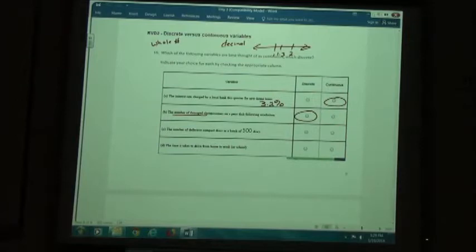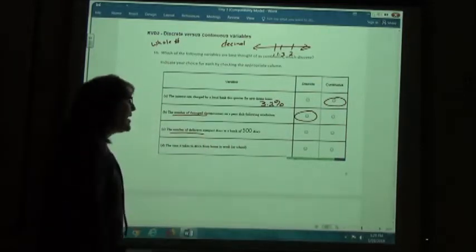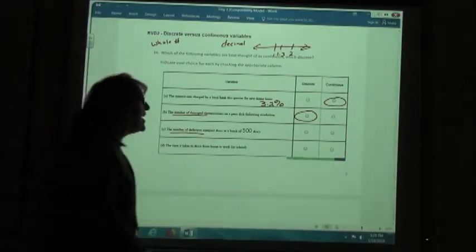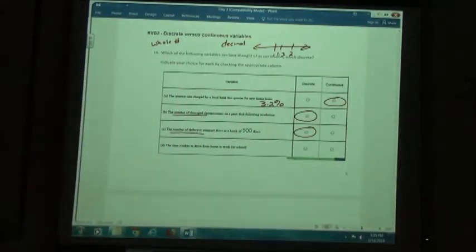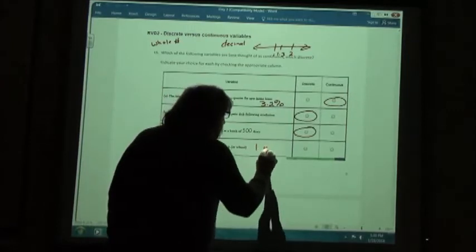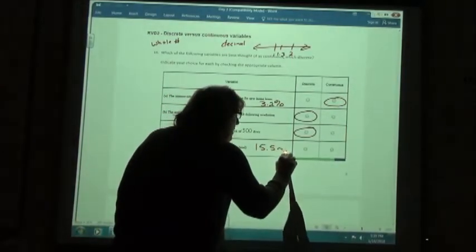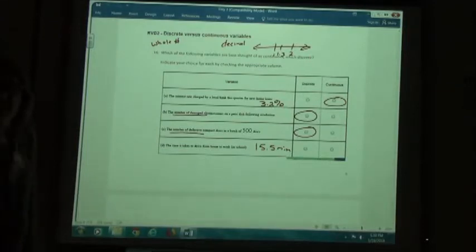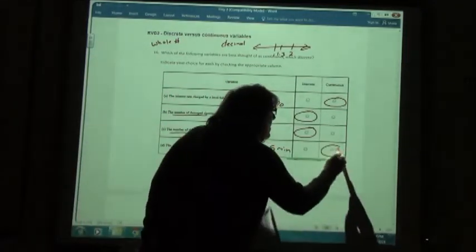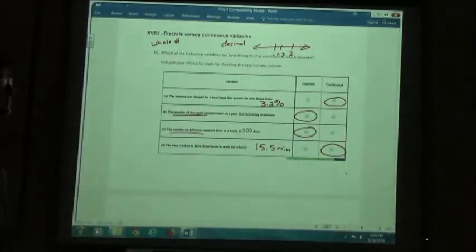The number of defective compact discs. Again, I'm counting the number of discs out of 500 that are damaged. It's going to be discrete. The time it takes to drive home from work. So if I'm driving home from work, could I drive for 15.5 minutes? Sure, I could. Might take me between 15 and 16 minutes. It could be the decimal in between, so that's going to be a continuous measurement.